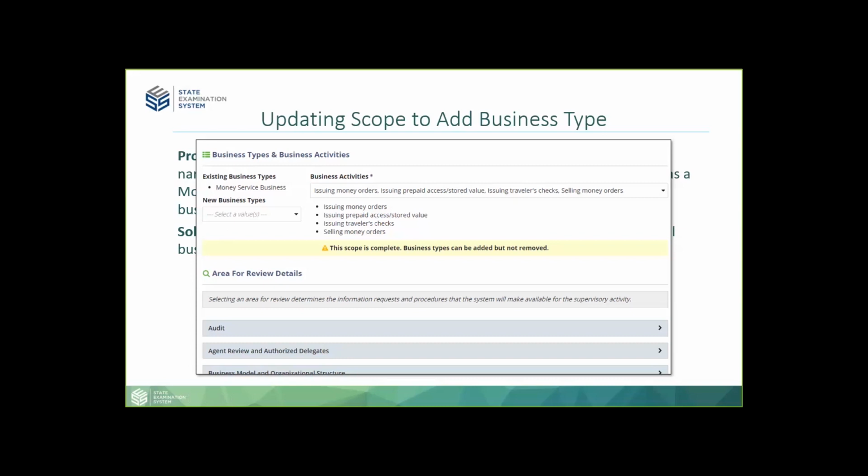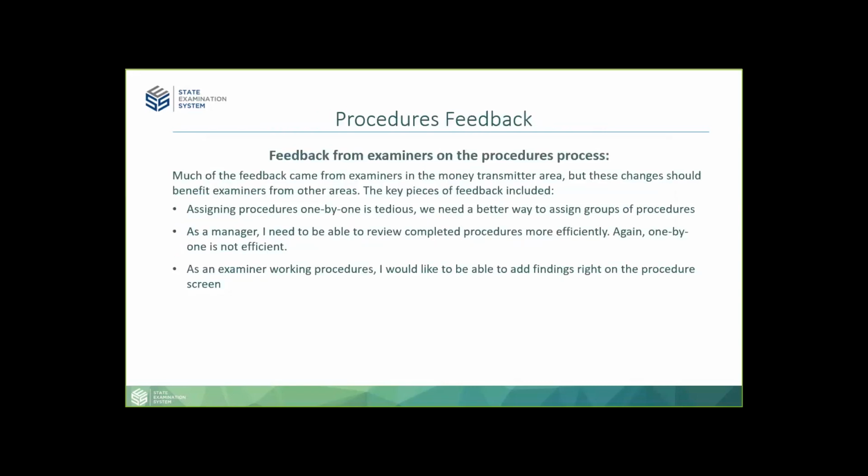I think it provides a lot more flexibility to users, especially if you get into an exam and realize midway through an exam that you've got some additional scope that you need to cover by adding a new business type. So those are the first two major changes. The third one, and this is going to be a demo, so we're going to spend quite a bit of time now on the next few screens here, relates to procedures.